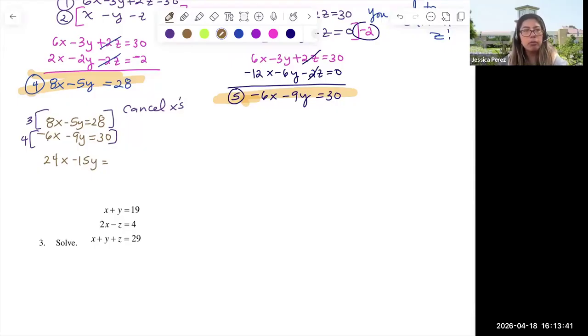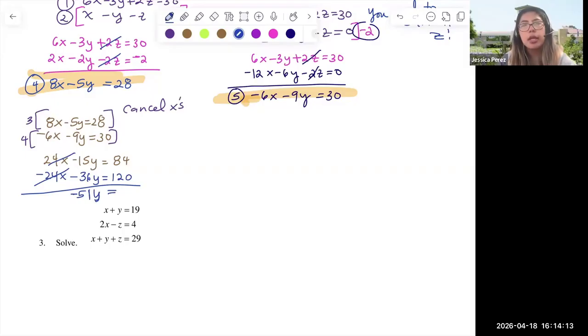And then we get 28 times 3, 84. And then on the bottom, negative 24x minus 36y is equal to 120. Now the 24x's will cancel. I will get 15y. So I have a 15 and a positive 36 that I add, and 51, negative 51y is equal to, if I add 84 and 120, I get 204.